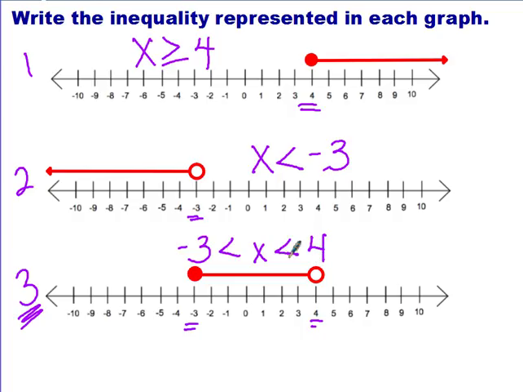Then we just have to go back and see if we need to underline any of them because of closed circle. And we do, with the -3. So we're going to go back and put a line underneath. So this is saying that x is greater than or equal to -3. At the same time, it is strictly less than 4. We'll practice a few more of these as we go through our notes.